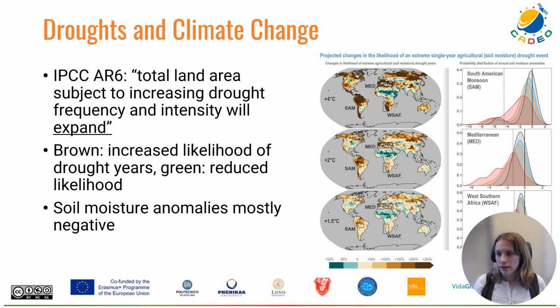We also see the slides here to the right. We can take the South American monsoon as an example, but all these three charts show more or less the same, that the soil moisture anomalies that are predicted for the future are mostly negative. So soil moisture can be an indicator of agricultural drought, which means that we are likely to see more agricultural drought in the future in the Mediterranean, in South America, and in West and South Africa, probably in other parts of the world as well.